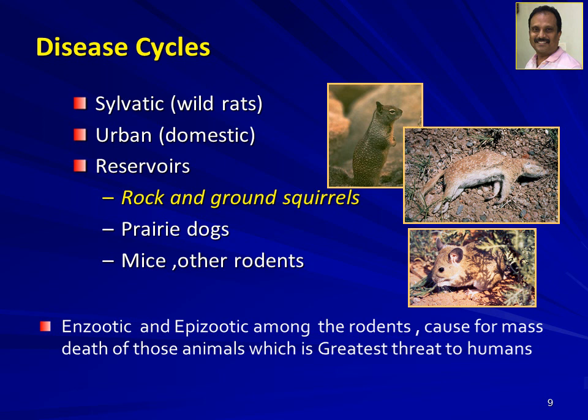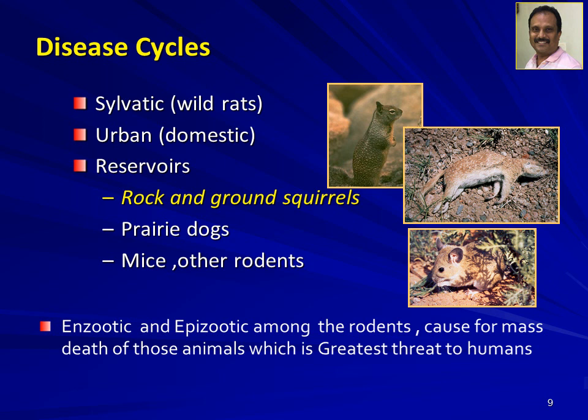One is the sylvatic cycle, which is transmitted through the wild rats, and the urban cycle, which is transmitted through the domestic rats. So the reservoirs for this Yersinia pestis were the rock and ground squirrels and prairie dogs, mice, and other rodents. This disease is seen in the form of enzootic and also epizootic among the rodents.